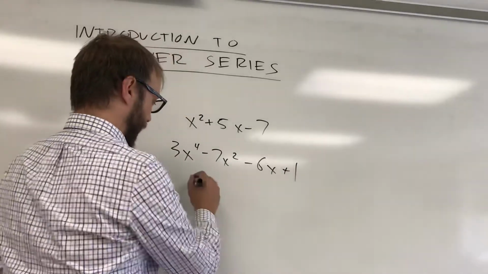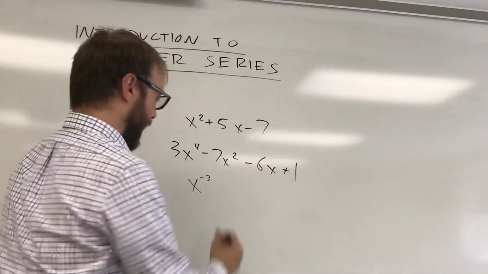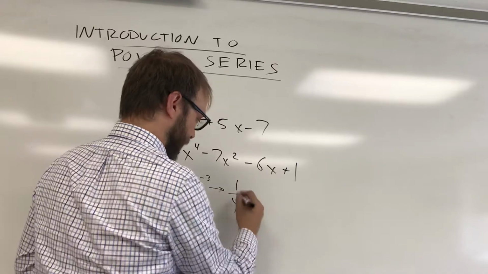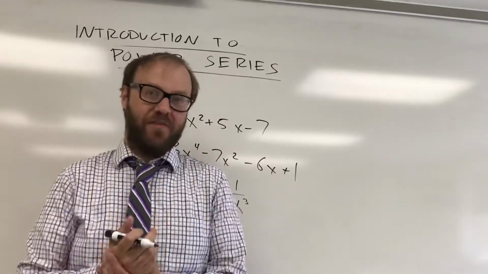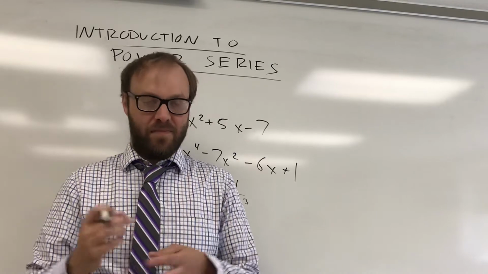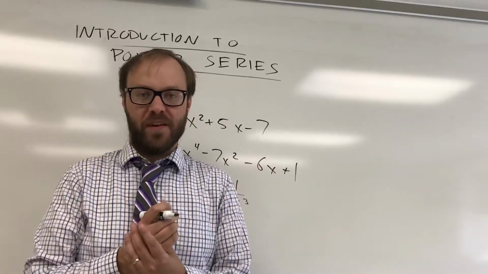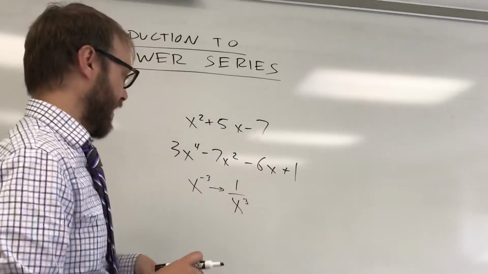So for example, if you have x to the negative 3 power, that's really 1 over x cubed. That's a fraction. That's actually a rational function, which actually some rational functions will be able to be written as polynomials, but not this way.